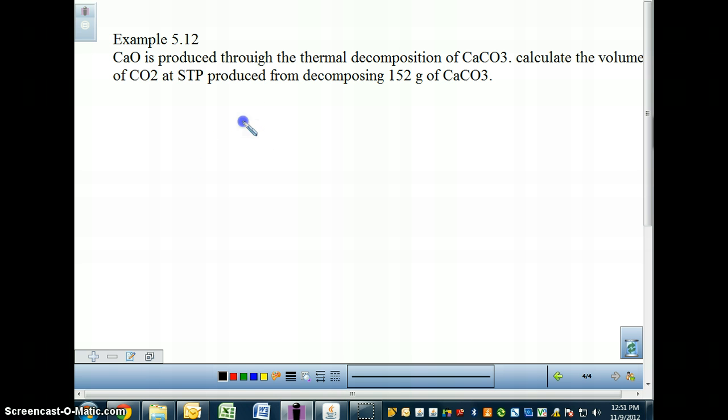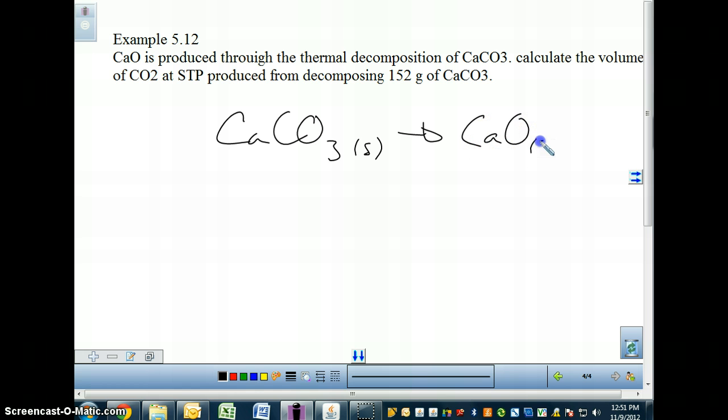The reaction we're given is that calcium carbonate, which is a solid, decomposes into calcium oxide, which is also a solid, and carbon dioxide, which is a gas. The gas law as part of this question comes with that carbon dioxide. However, I'm not quite there yet. I'm starting with 152 grams of calcium carbonate.